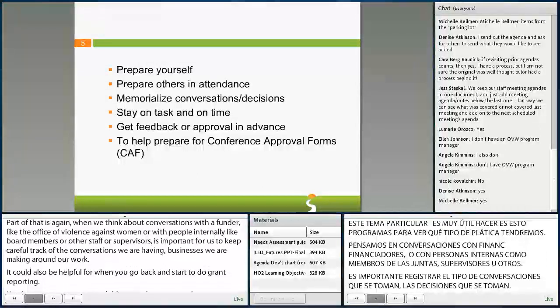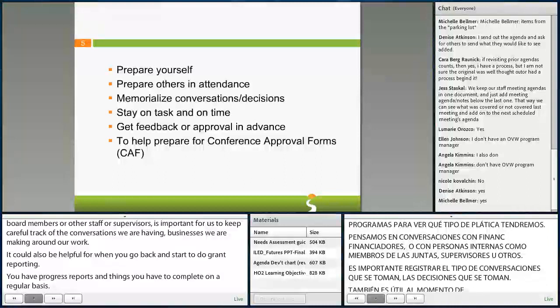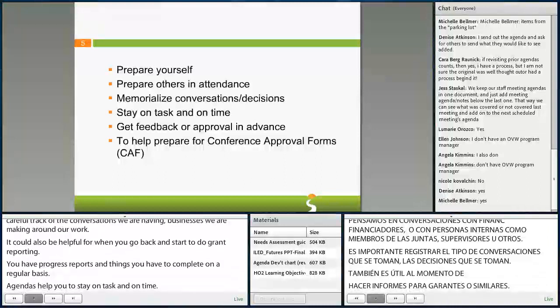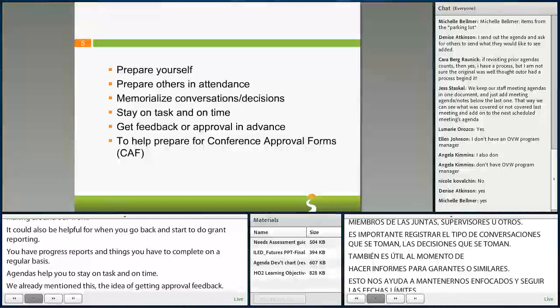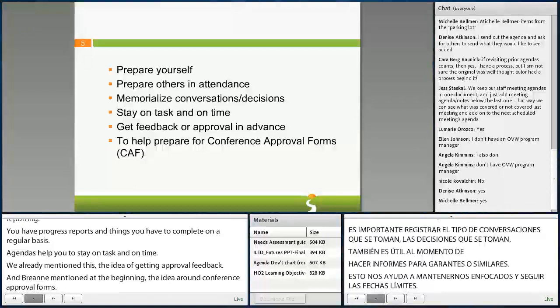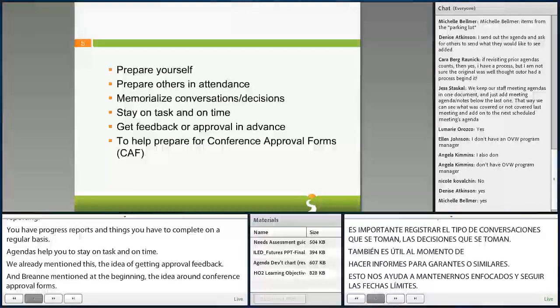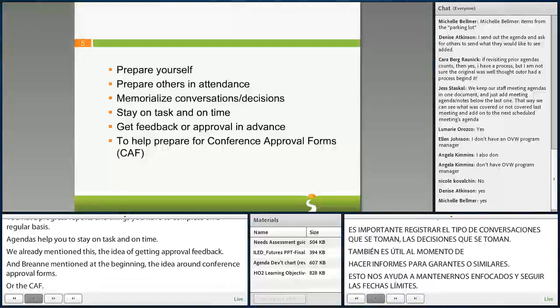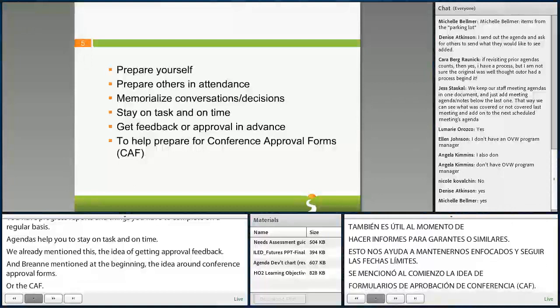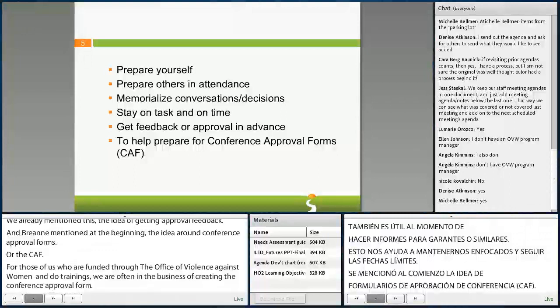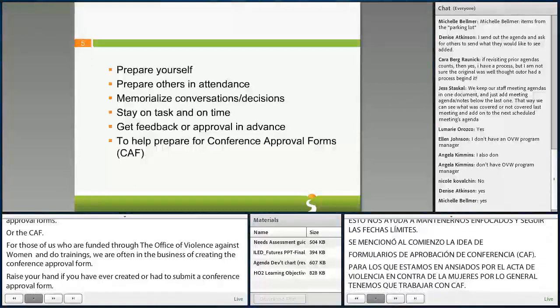We already mentioned this, the idea about getting approval or feedback. And Brianne mentioned at the beginning the idea around conference approval forms, or the CAF. So for those of us who are funded through the Office on Violence Against Women and do trainings, we are often in the business of creating the conference approval form. So raise your hand if you've ever created or had to submit a conference approval form. Okay, so that's something that a lot of people have in common. I saw a bunch of hands go up.